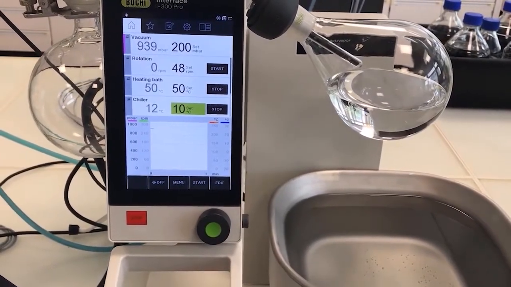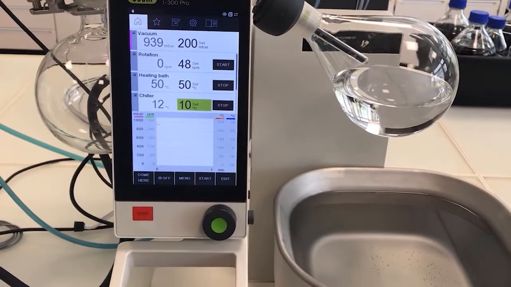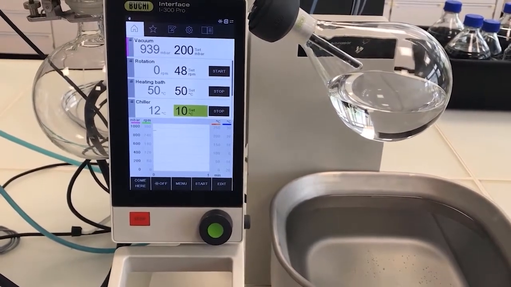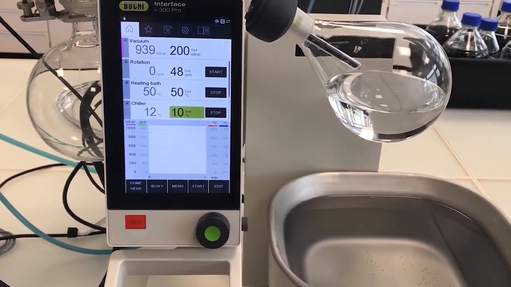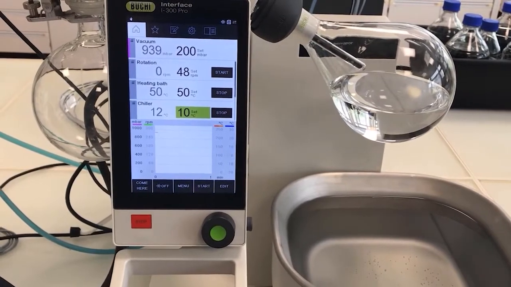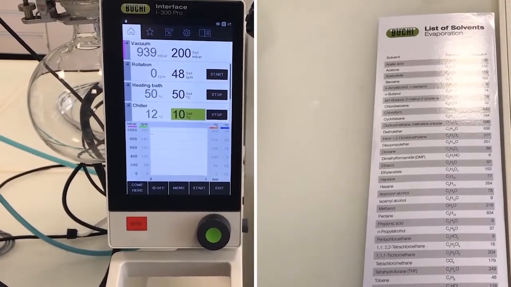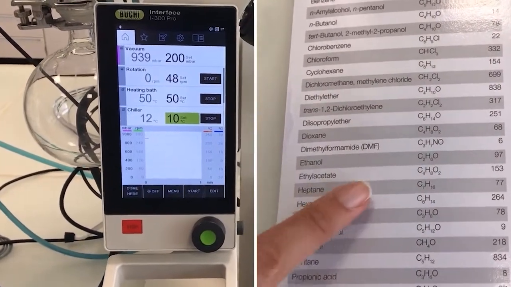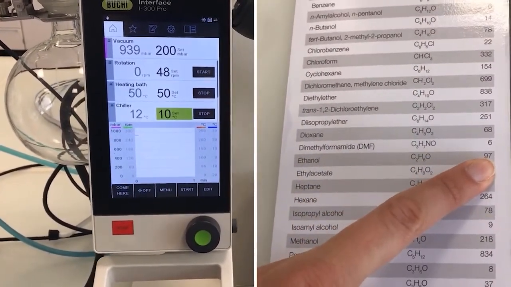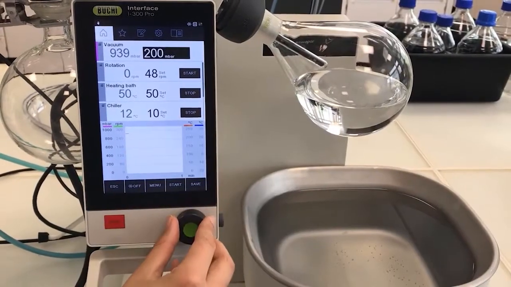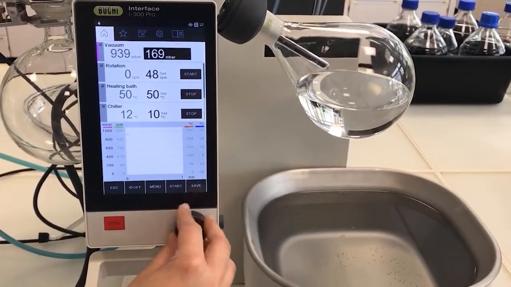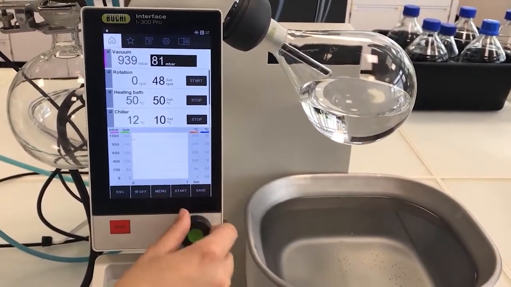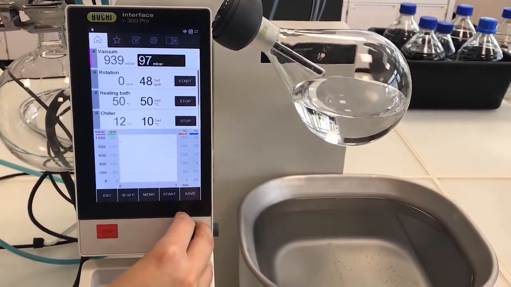Next comes the pressure. Since we target a vapor temperature of around 30 degrees, we look up the pressure values for ethanol at that particular boiling point in the solvent table. As you can see, the desired pressure should be 97 millibars. So now we go back to our interface and set the pressure at 97 millibars.